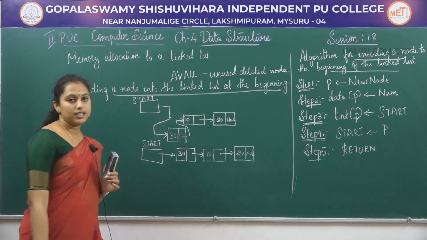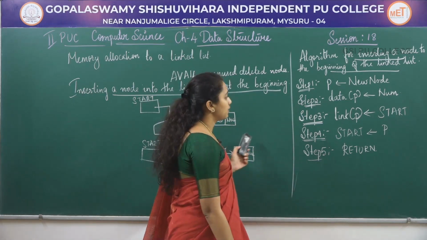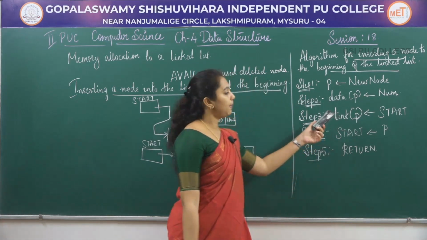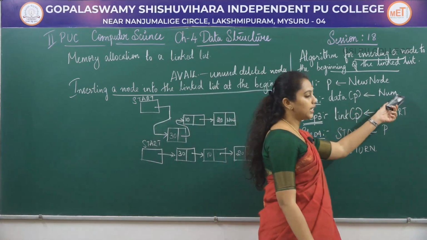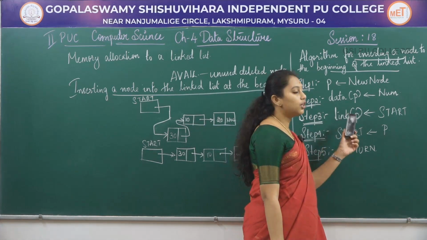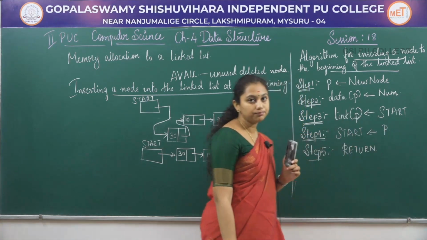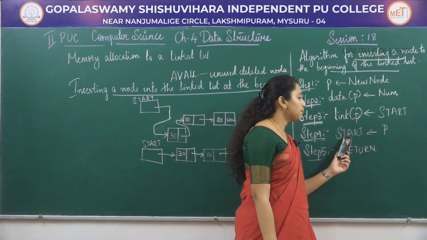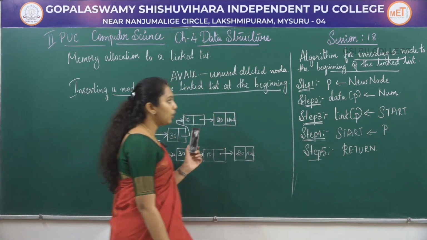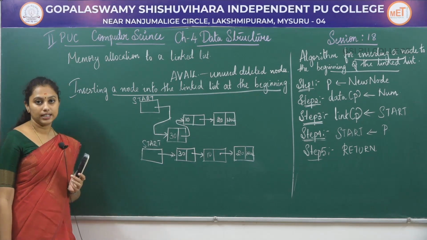So what is the first step while inserting a node to the beginning of the linked list? First, we have to create a new node called P. In the data part of the new node, we are going to insert an item, that is a number. In the link part, we are linking the new node to the start pointer, and the start pointer contains the address of the first node. So this is how we are going to insert a node at the beginning of the linked list.